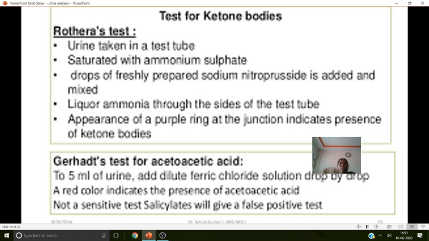Next is the test for ketone bodies. I already told, so same.